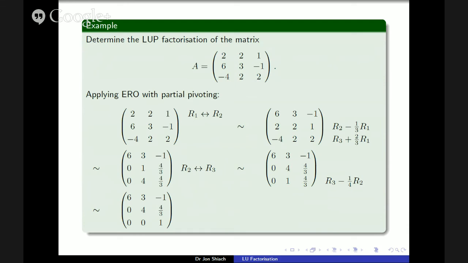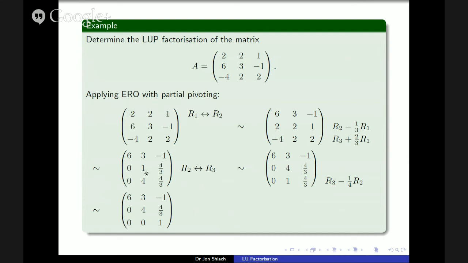Essentially, what we do is we apply elementary row operations with partial pivoting. That means we want the pivot element to be the largest number in that column. So here, this is my pivot element of 2. Below it, we've got 6 and minus 4. So 6 is the largest absolute number. So I'm going to do a row swap between rows 1 and 2. That gives me this. Then I want these to be 0, so I subtract 1/3 of row 1 from row 2, and I add 2/3 of row 1 to row 3. So those two operations there.